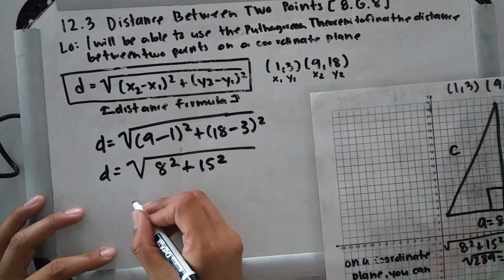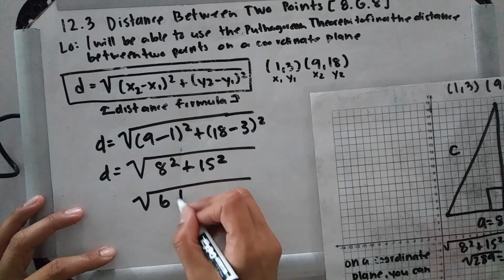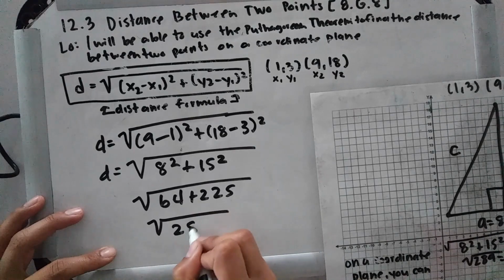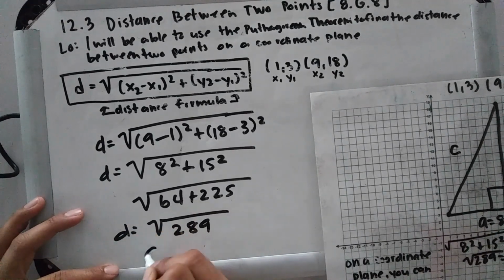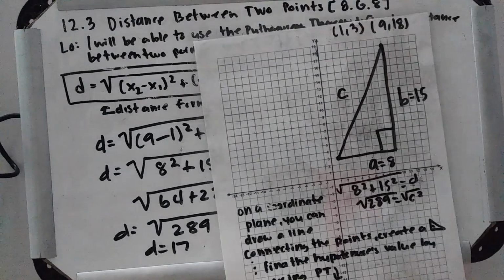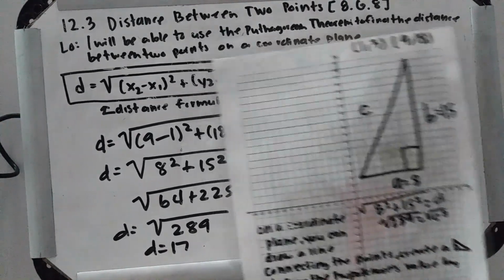Square that. Then I do square root of 64 plus 225. When I add those two together, I get 289. And the square root of 289 is 17. Okay, so I get the same exact answer. This one you can draw and figure it out. This one you just take the points and plug them in into the distance formula.